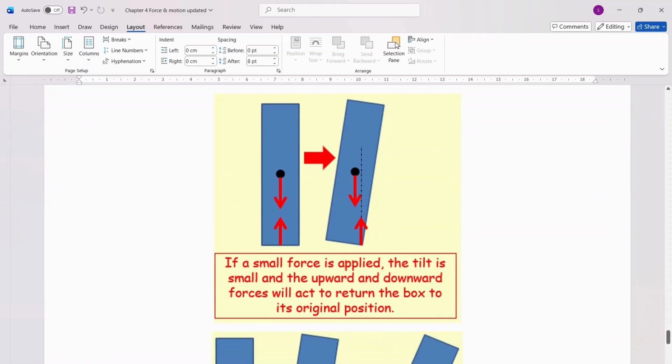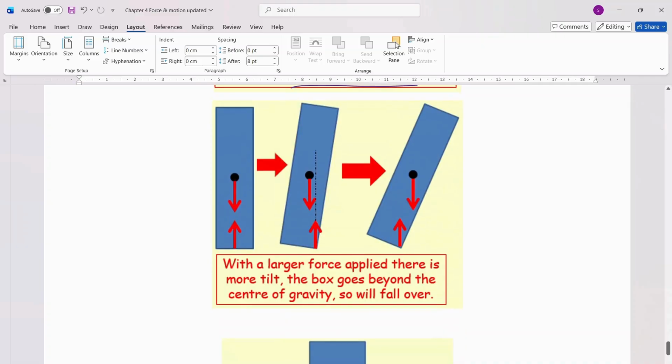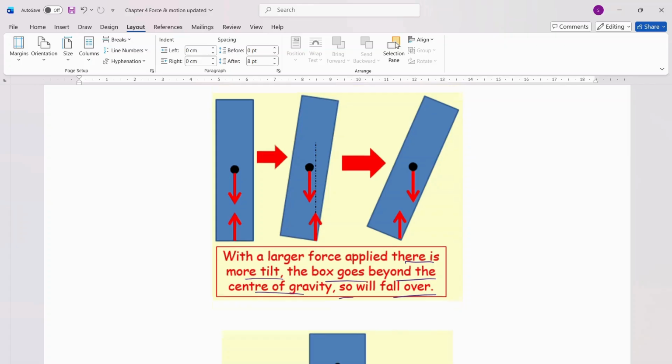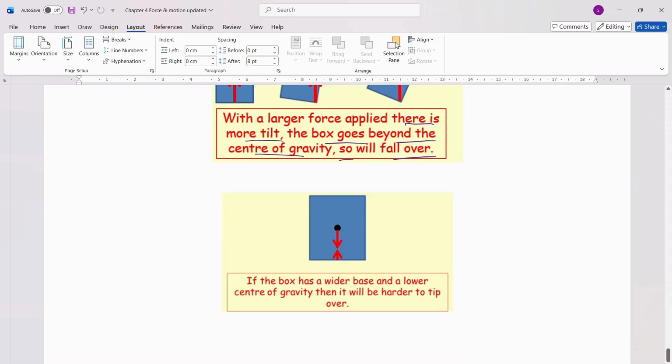Here you can see if a small force is applied, the tilt is small, and the upward and downward forces will act to return the box to its original position. With a larger force applied, there is more tilt, the box goes beyond the center of gravity and it may fall. So, if a box has a wider base and a lower center of gravity, then it will be harder to tip over.